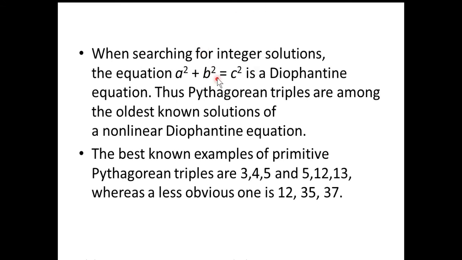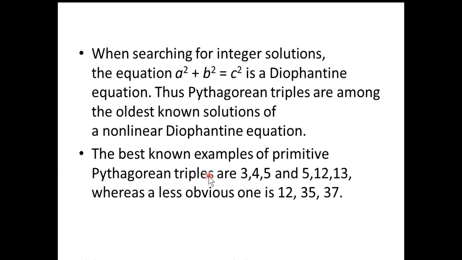So when searching for integer solutions of the equation a square plus b square is equal to c square, this equation is a Diophantine equation. Thus, Pythagorean triples are among the oldest known solutions of nonlinear Diophantine equations.